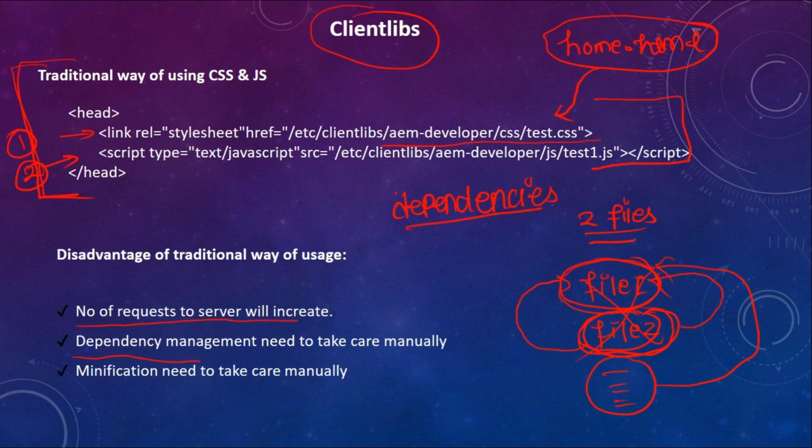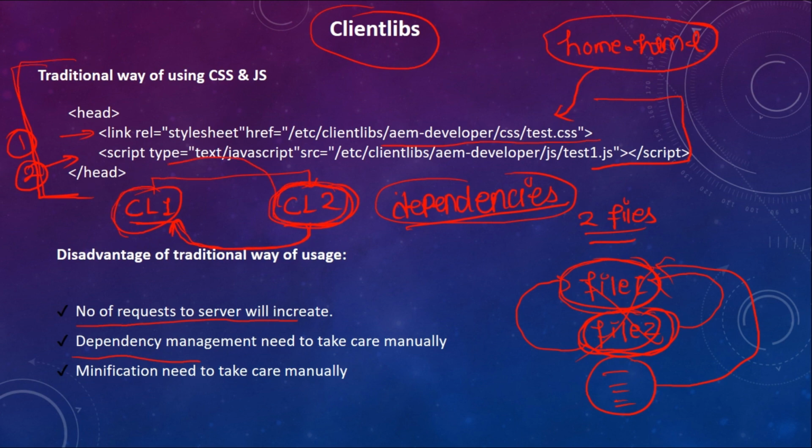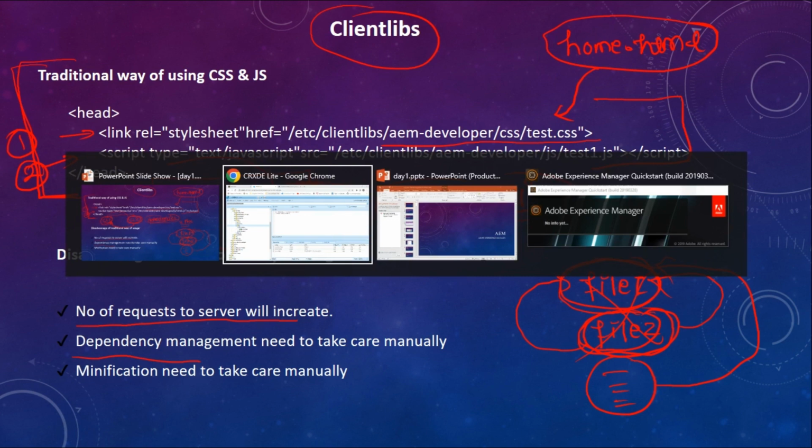That means if your client library, here we have one client library, like client library 1, and here we have options of client library 2. So if this client library is dependent on client library 2, then you can simply use these dependency properties to use client library 2 inside client library 1. That means you are loading client library 2 before client library 1. Okay, so I'll tell you.